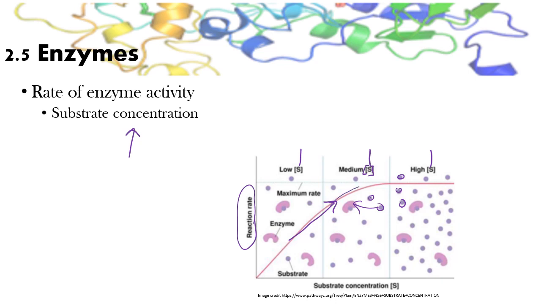Interestingly, at some point, it doesn't matter that I have more substrate rolling around. My activity level levels off or plateaus because my substrate and my enzymes are colliding as quickly as they can. So we say that our enzyme is saturated. It is as full of substrate as it can be. Those enzymes are working as fast as they can. It doesn't matter how much extra substrate pieces are rolling around. Those enzymes are working just as quickly as possible.